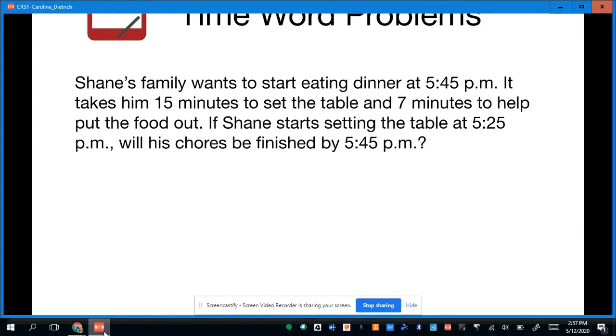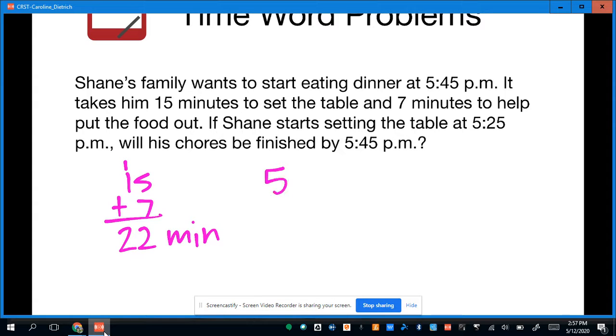Shane's family wants to start eating dinner at 5:45 p.m. It takes him 15 minutes to set the table and 7 minutes to help put the food out. If Shane starts setting the table at 5:25 p.m., will his chores be finished by 5:45 p.m.? Well, his chores are 15 minutes plus 7 minutes, which is 22 minutes.